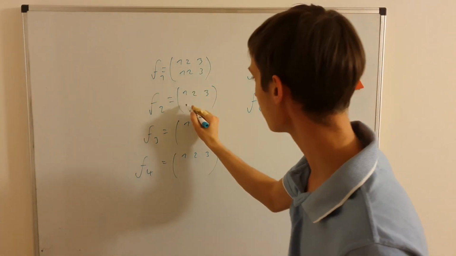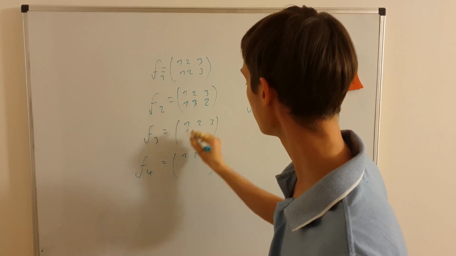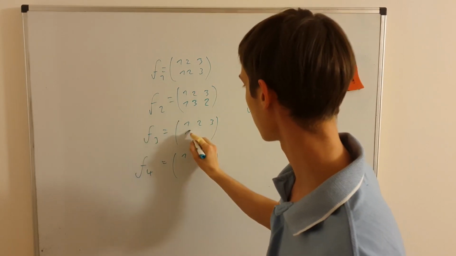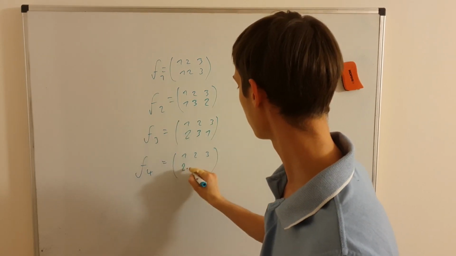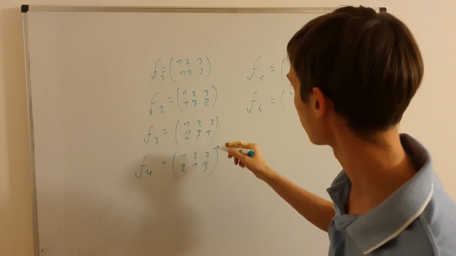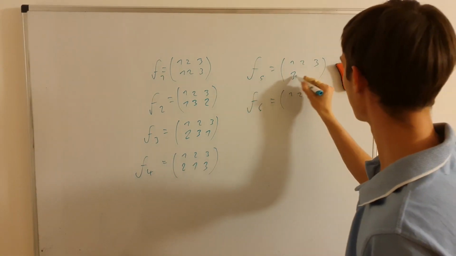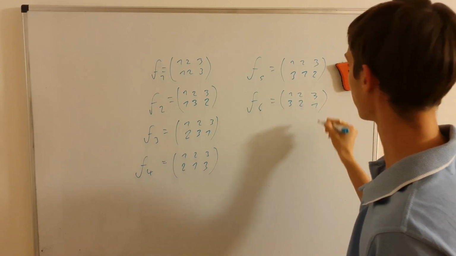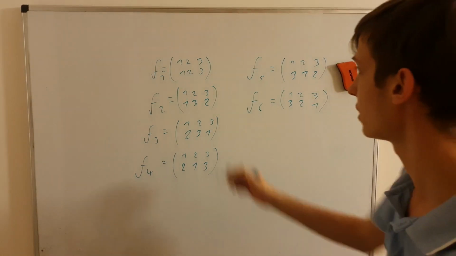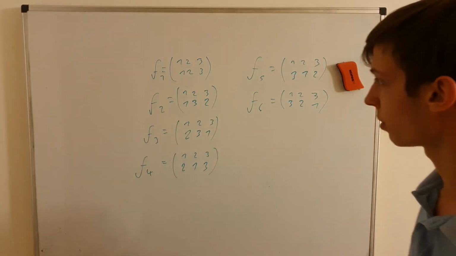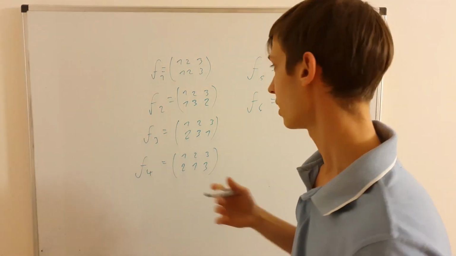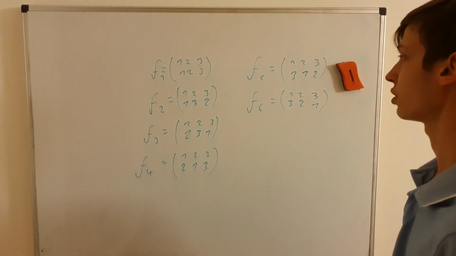So here it was 1, 2, 3. Here I can do 1, 3, 2. Then I can start with 2 and do 2, 3, 1 and 2, 1, 3, and then start with 3 and do 3, 1, 2 and 3, 2, 1. These are all the different permutations of these three numbers on the bottom, in what linear order they are positioned.